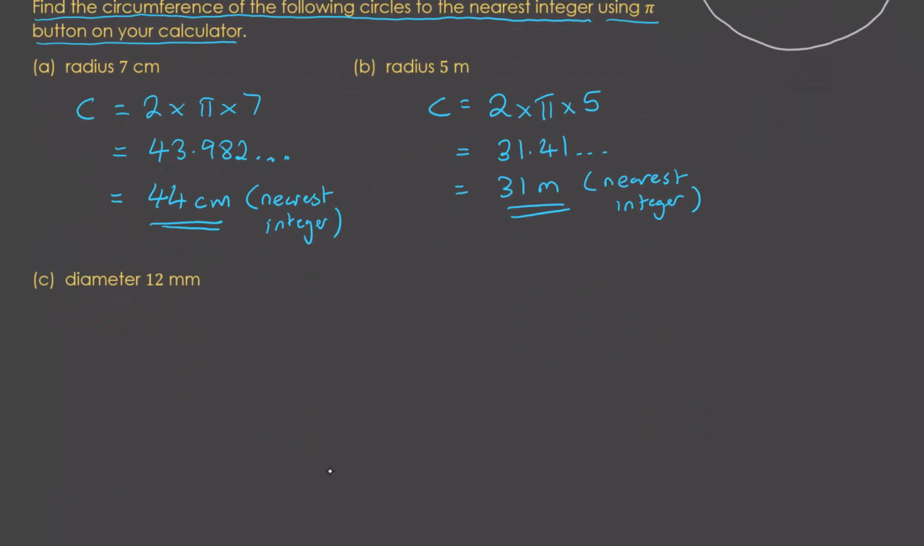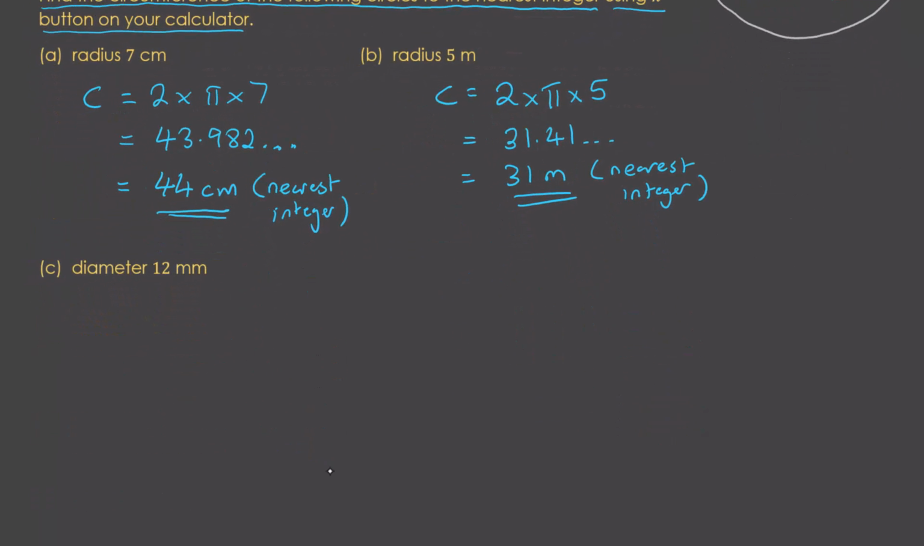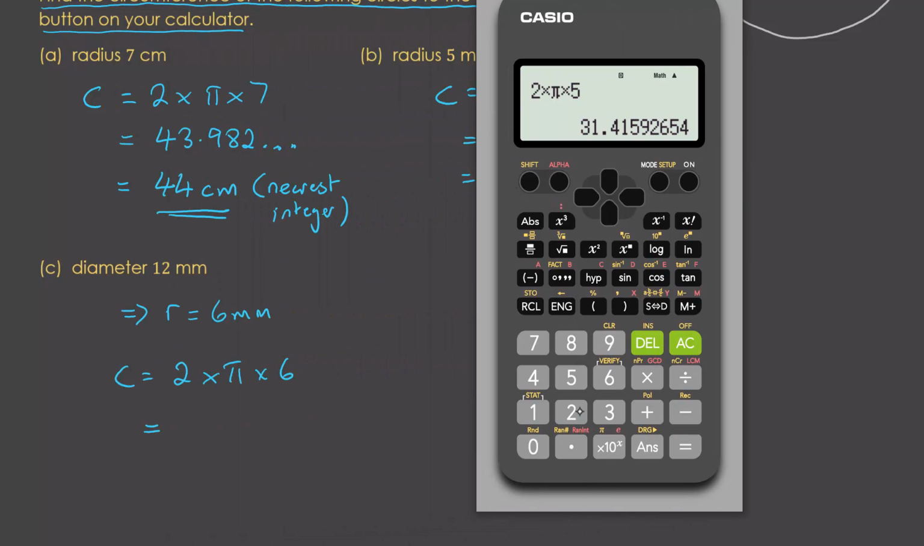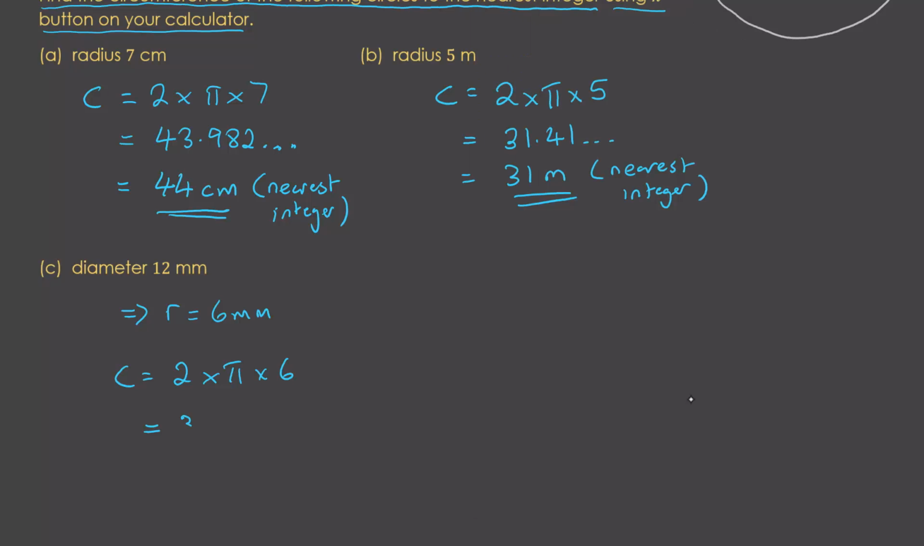Now finally, with a diameter of 12, I could use the pi d formula that I talked about, but normally what I would do is say that means that the radius is 6. And then I've got C is 2 times pi times 6. And again, I could edit that on the calculator. I'll just do it again. So 2 times shift pi times 6. 37.699 and so on. And so that is 38 millimeters to the nearest integer.